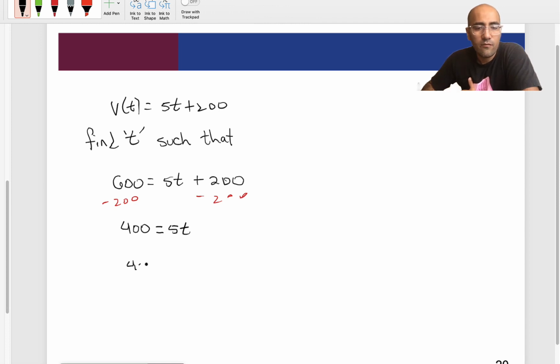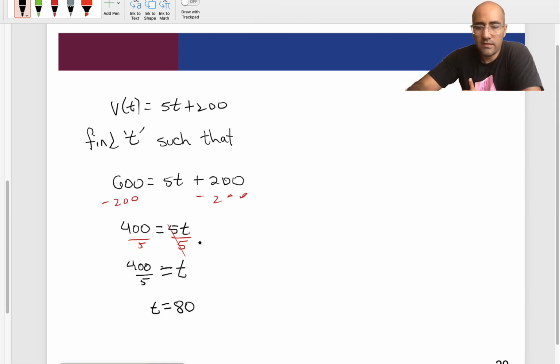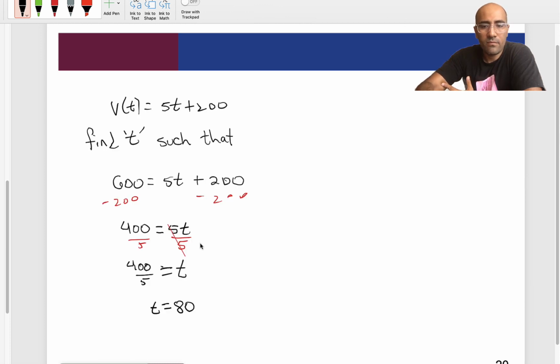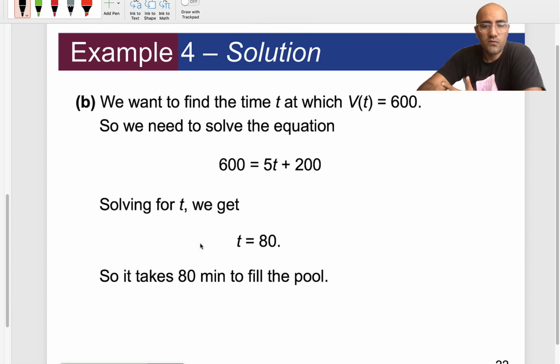We get 400 divided by 5 equals t. And that's because this divided by 5, this divided by 5, this cancels. Good. So t equals 80. I think that's in minutes, since it's 5 gallons per minute. Okay, so it'll take them 80 minutes to fill the whole thing. It'll take 80 minutes to fill the pool.